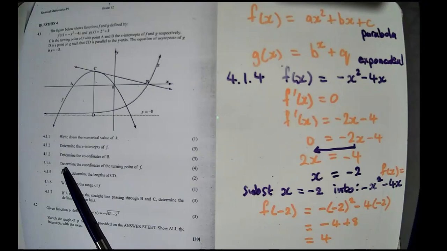Now to write the coordinates of the turning point, that's two numbers. It will be minus 2 and 4. That is the final answer. Minus 2 and 4 as the turning point. Right, and that's the point C. For all of that, it was 4 marks.